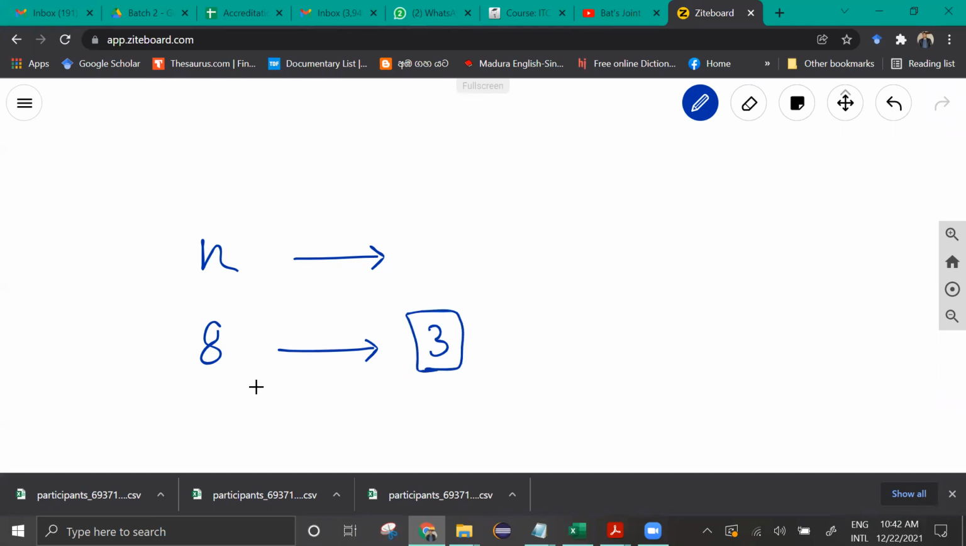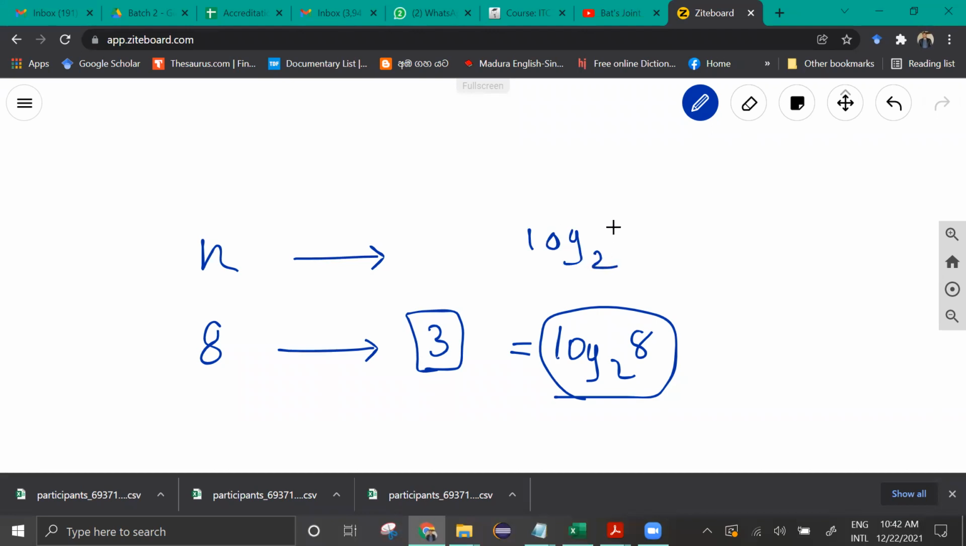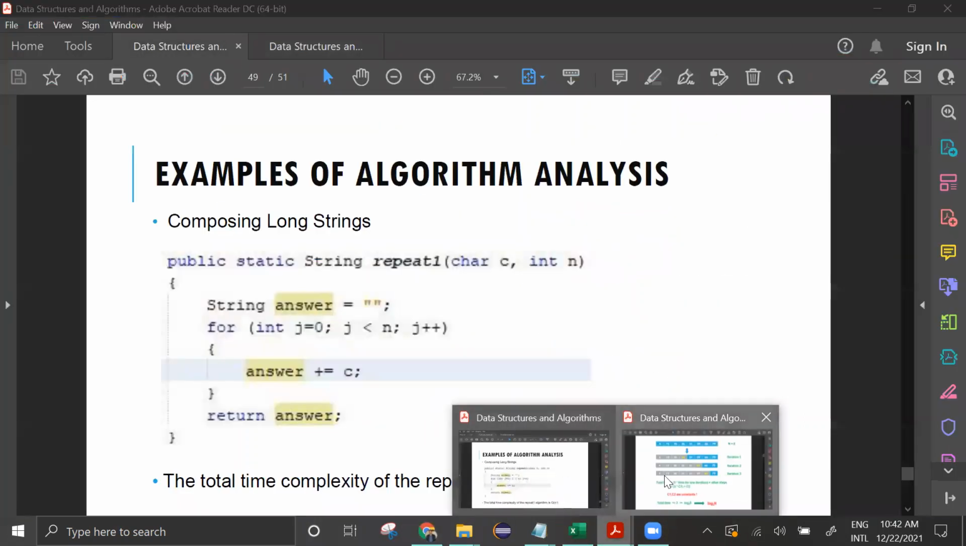Actually this is log 8 to the base 2. Since 2 to the power 3 is 8, 3 is log 8 with base 2. So you can check this for bigger arrays.